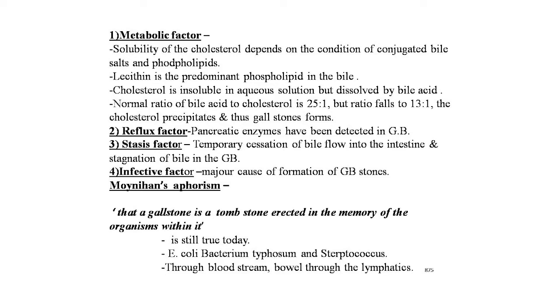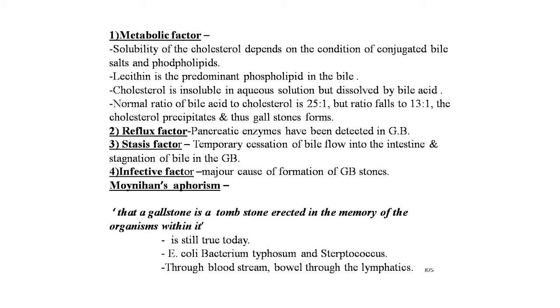The second factor is the reflux factor. Pancreatic enzymes have been detected in the gallbladder. Third is the stasis factor: temporary cessation of bile flow into the intestine and stagnation of bile in the gallbladder. The fourth factor is the infective factor, a major cause of formation of gallbladder stones.